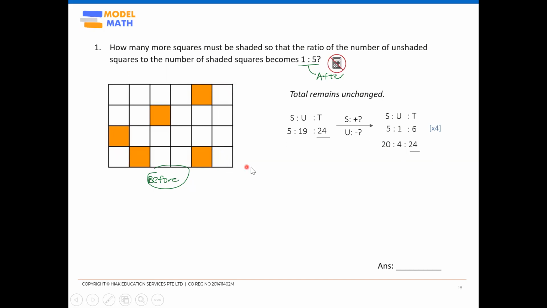So you just need to observe the change. Straight away, just go straight to observe the change. To observe the change, you will just look at either the shaded or the unshaded. Let's just focus on the shaded, easier to relate to because the question asks for how many more squares to be shaded. Look at your shaded at first, and look at your shaded in the end. Shaded at first is 5, shaded in the end must be 20. So simply subtract 20 minus 5 to find out the number of squares to be shaded more.